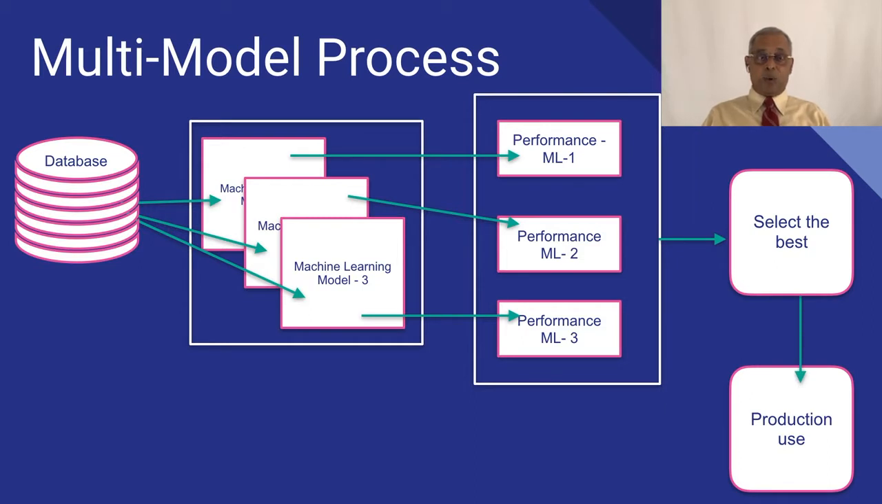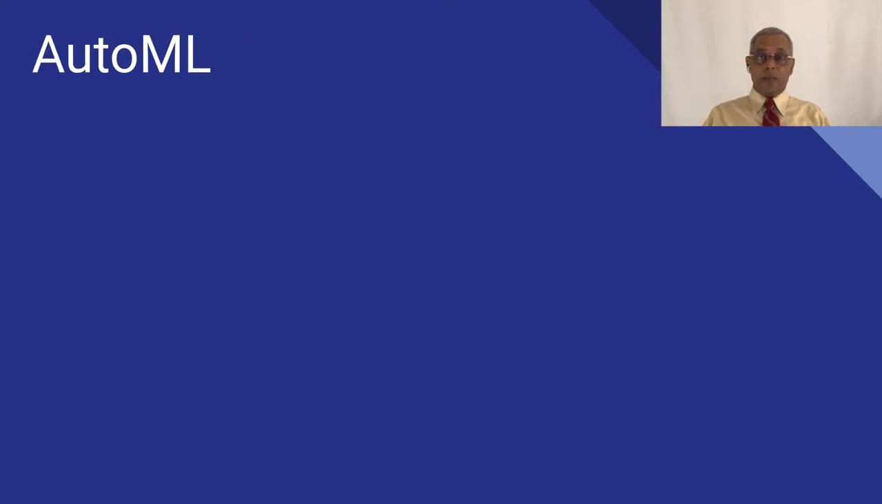Now the next process that comes is AutoML. AutoML simplifies this selection very easily. So what you do is you start with a database.